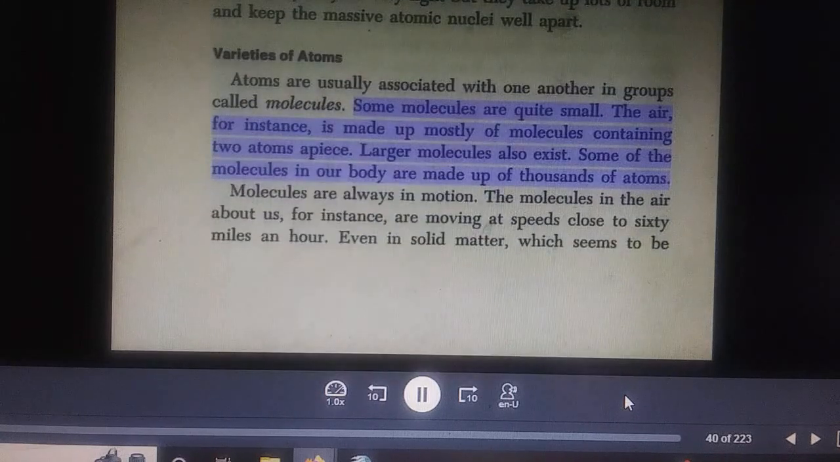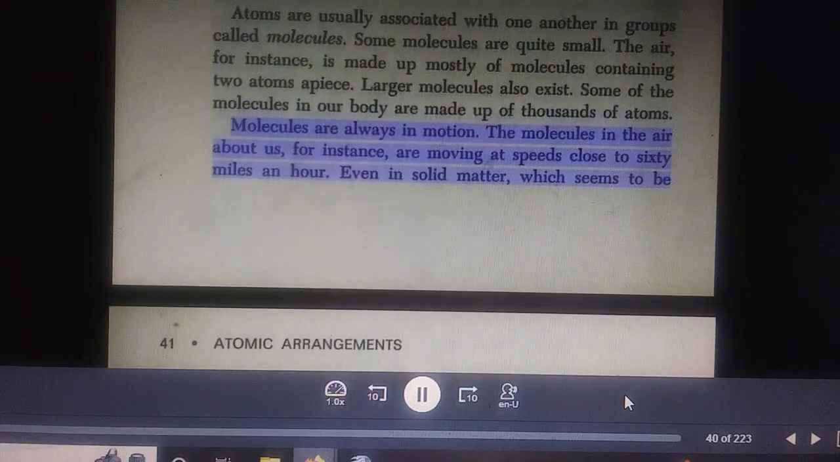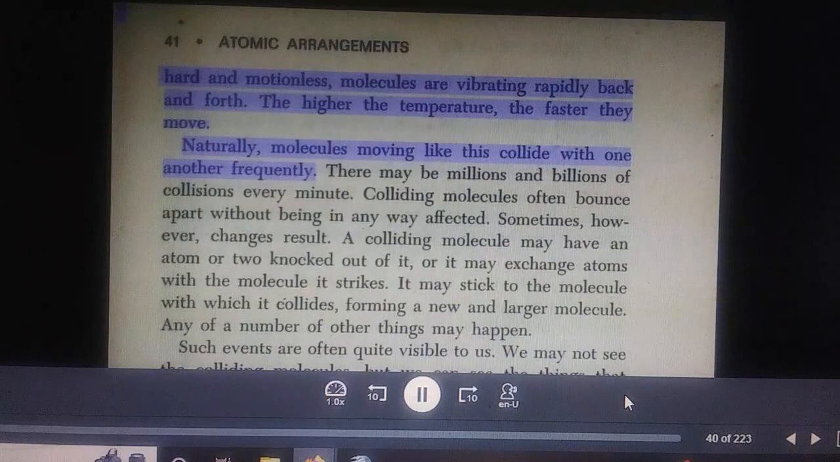Some molecules are quite small. The air, for instance, is made up mostly of molecules containing 2 atoms apiece. Larger molecules also exist. Some of the molecules in our body are made up of thousands of atoms. Molecules are always in motion. The molecules in the air about us, for instance, are moving at speeds close to 60 miles an hour. Even in solid matter, which seems to be hard and motionless, molecules are vibrating rapidly back and forth. The higher the temperature, the faster they move.